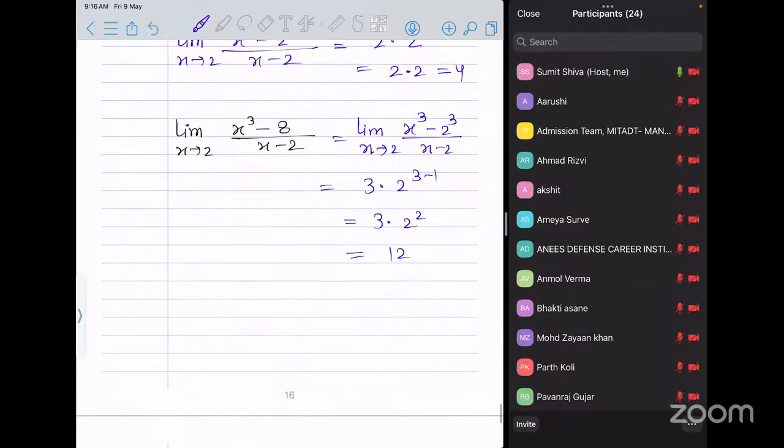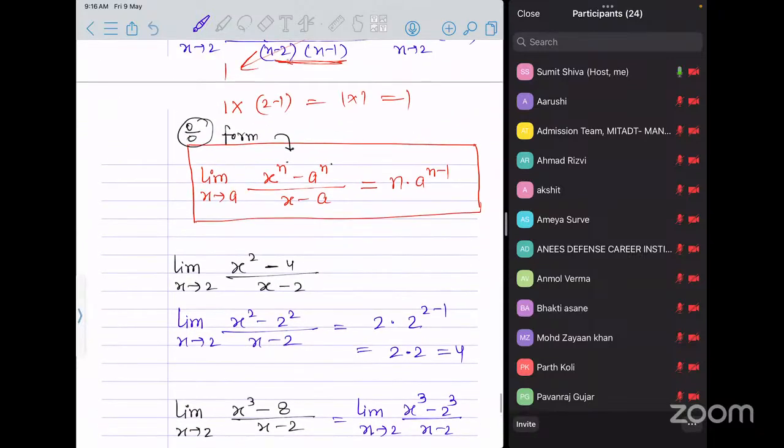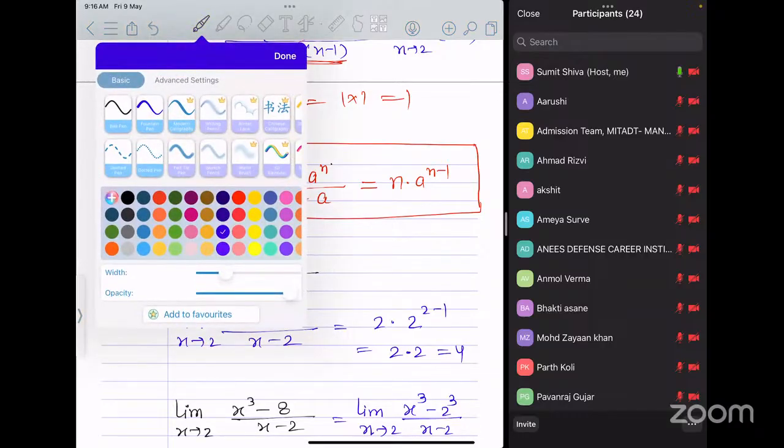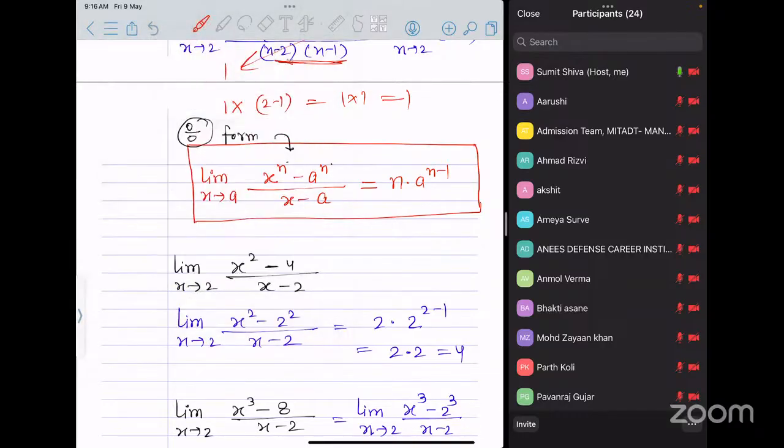An interesting point about this formula is that the power n does not have to be a natural number or a whole number. It may also be fractional. So the condition for n here is that n belongs to any rational number.